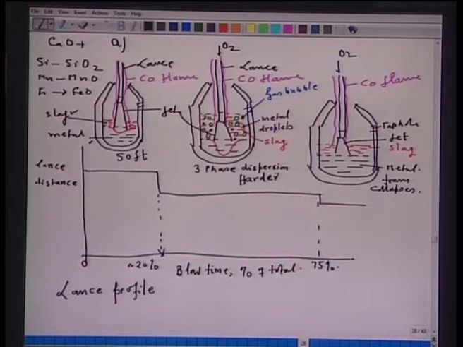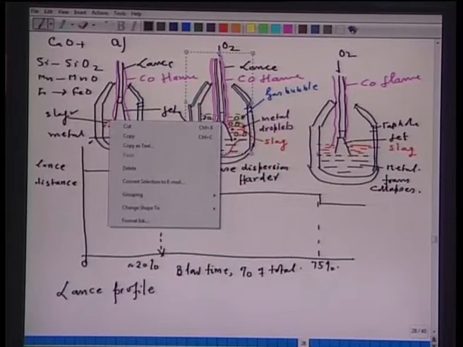We have made the jet harder. Why? How have we made it harder? We have just decreased the lance distance, which was originally up to here. Now we are blowing at this particular lance distance. What happens if you reduce the lance distance? If you reduce the lance distance, the depth of penetration will be larger.